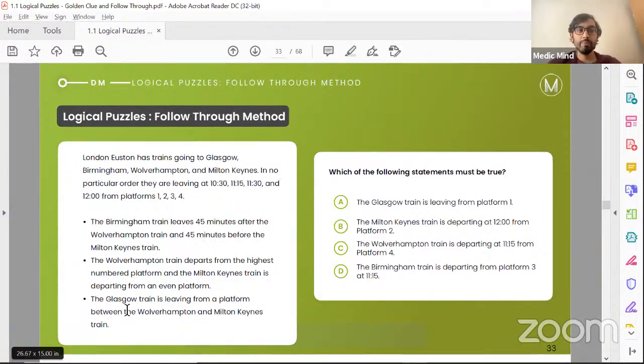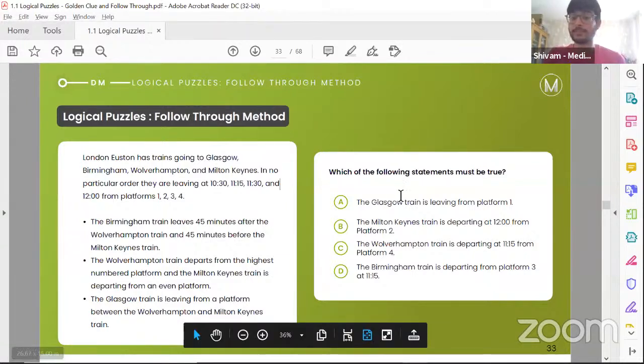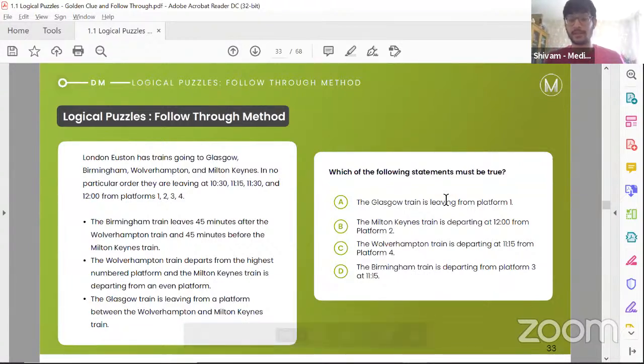Exactly. So again, just by reading one of these bullet points, we can immediately remove A, and we're giving ourselves a chance to guesstimate. So if we got rid of A, what was the other one that we got rid of quite early on, Mohil? I think it was C we got rid of because we knew that the Birmingham train left at 11:15.